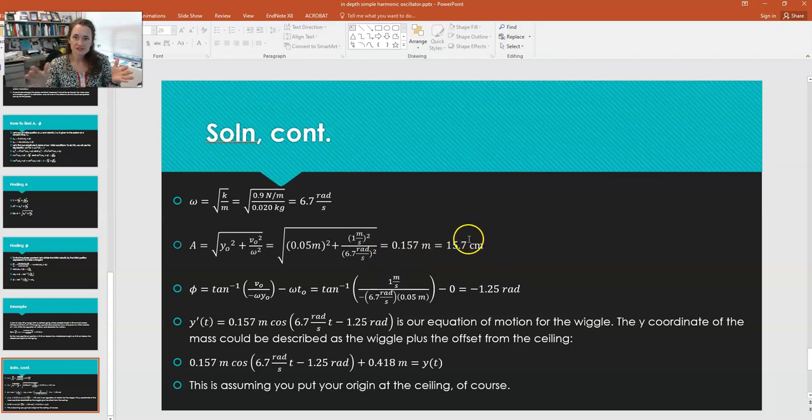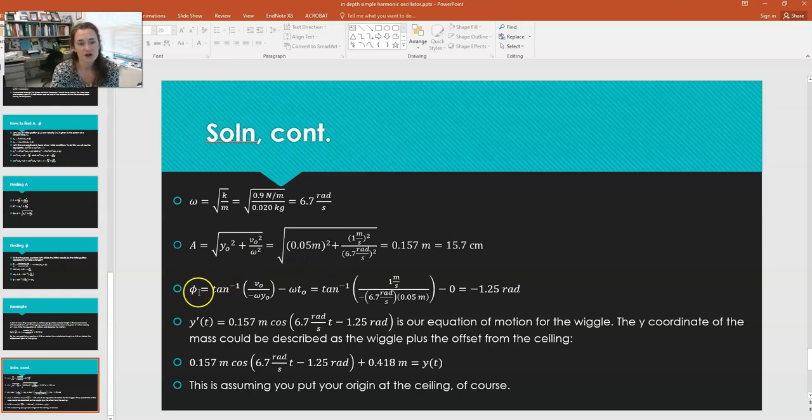So you see, this verifies what we've been saying before. If you give it an initial velocity, you've added energy to the system, and this will increase the amplitude. If we had released this from rest, it would have an amplitude of oscillation of just 5 centimeters, because that's how far down we pulled it.